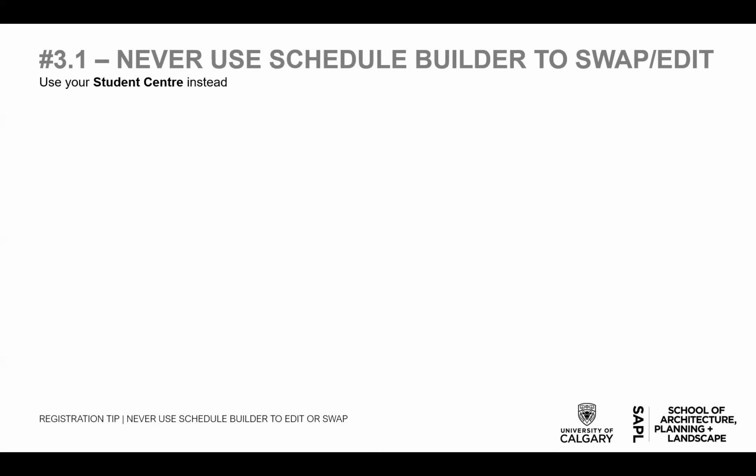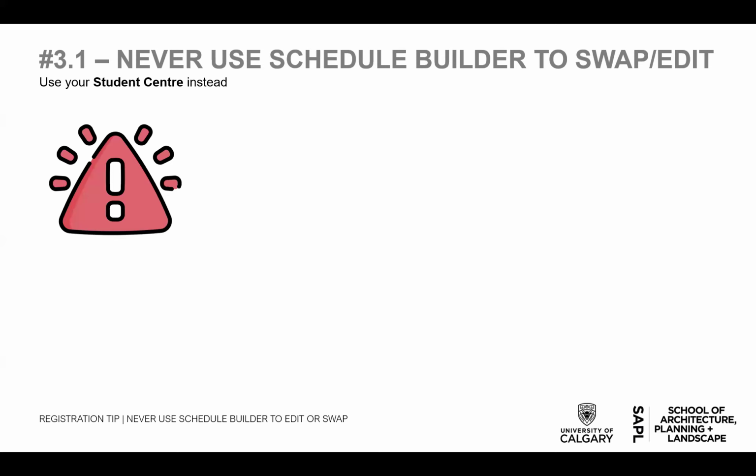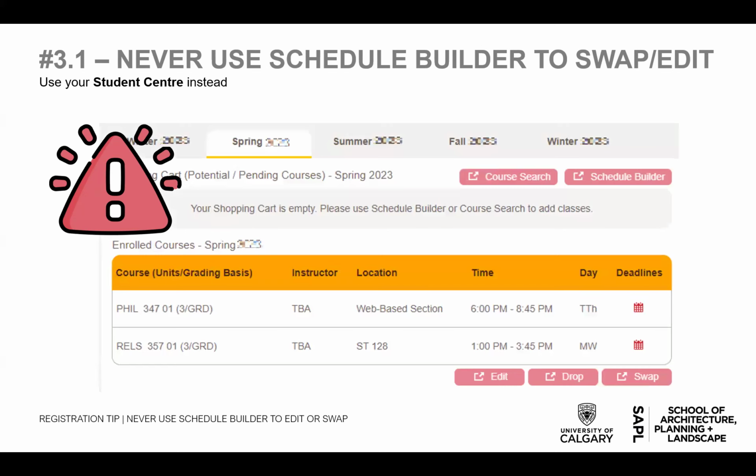A very, very important reminder: do not use Schedule Builder to swap or edit your courses. Either from human error or system error, students have accidentally dropped all their courses when using Schedule Builder to swap or edit. To avoid this hot mess of a scenario, please use your Student Center to make changes to your schedule. Here is a screenshot of the Student Center. The Edit and Swap buttons are generally located at the bottom of your course schedule.